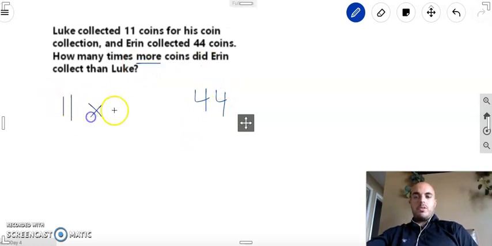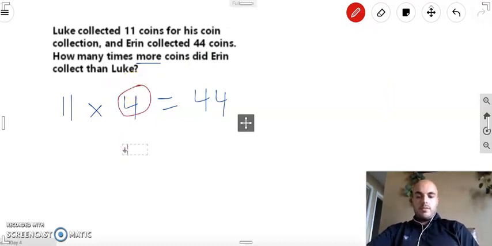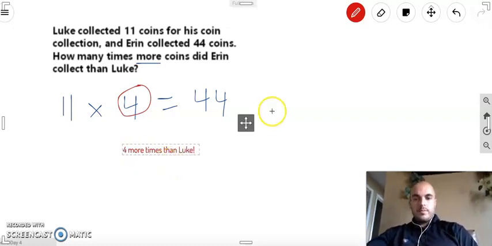So I need to find what I can multiply here to equal 44. So I know with 11s that whatever I multiply this 11 by will give me double digits for this. So I see 2 4s here, so I know 11 times 4. So how many more times? 4 more times than Luke. Just like so.